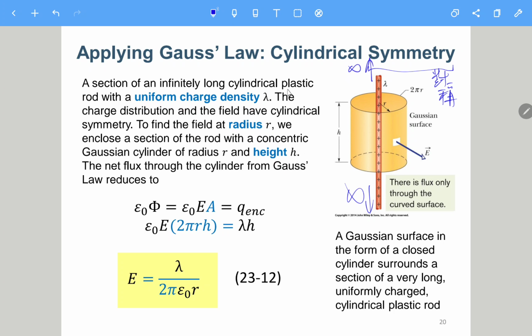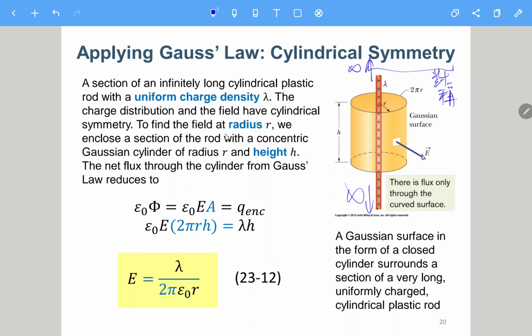With a uniform charge density, the total charge amount should be infinity, so we can only define the linear charge density, because it is a line. For a plane it is surface density, sigma. Here it is a linear density, lambda. So the charge distribution and the field have cylindrical symmetry.